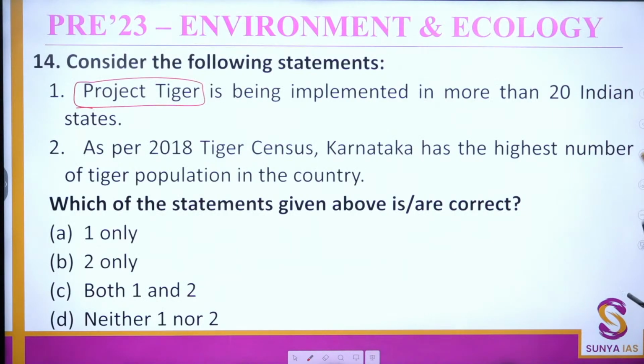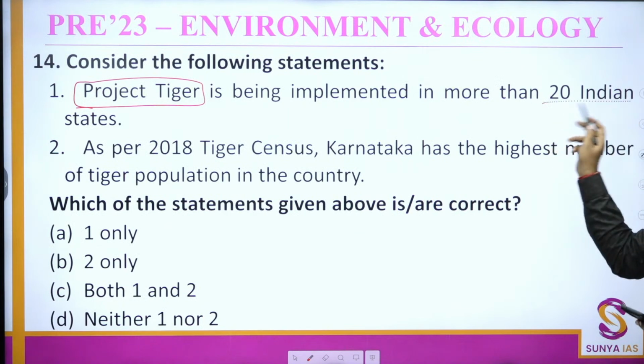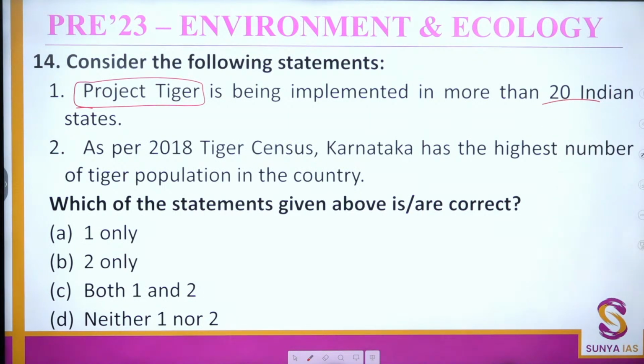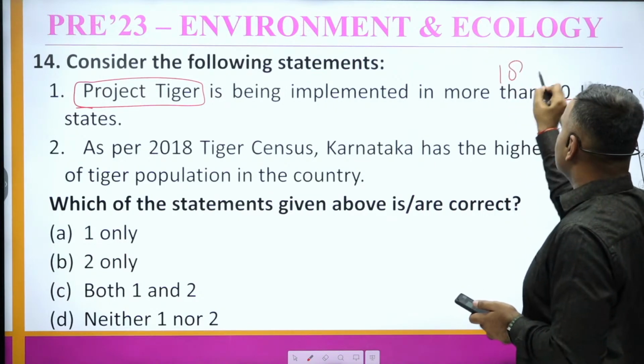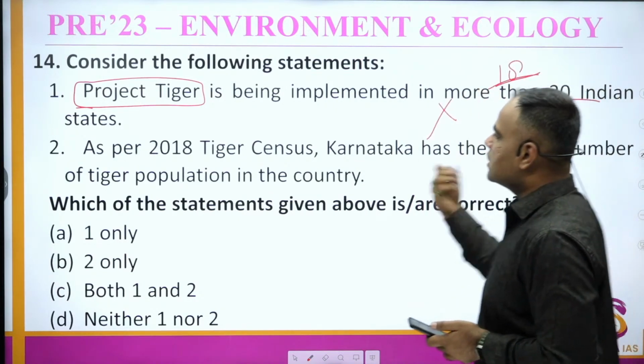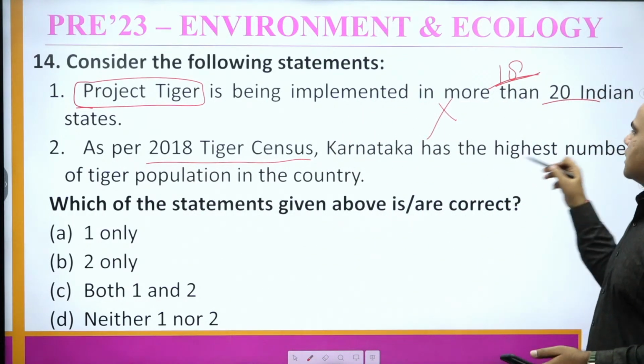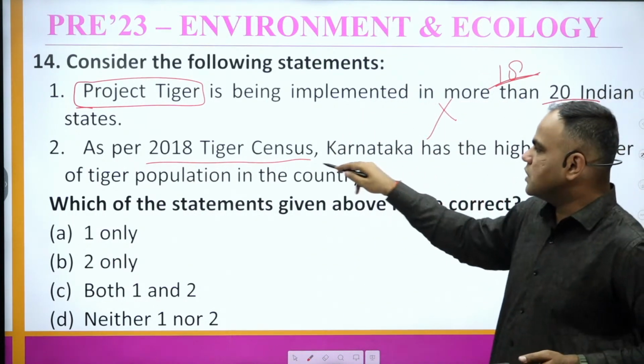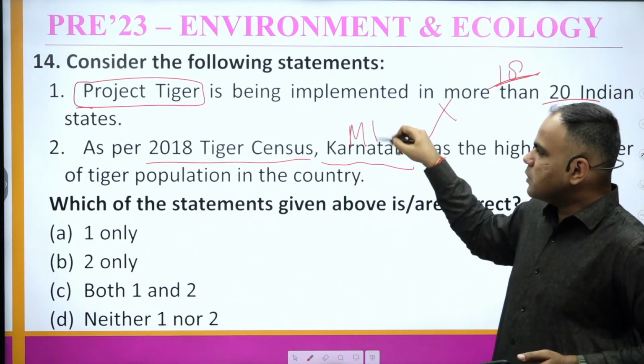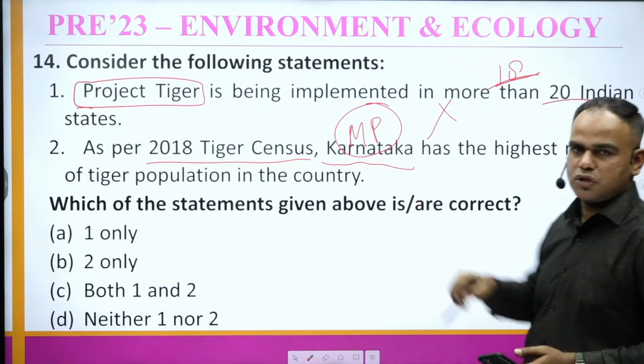Project Tiger is being implemented in more than 20 Indian states. Now this is not correct. The number of states is around 18, so it is not more than 20, so this is wrong. Second, as per the 2018 tiger census, Karnataka has the highest number of tiger population. Now this is also wrong. As per the 2018 census, it was Madhya Pradesh.